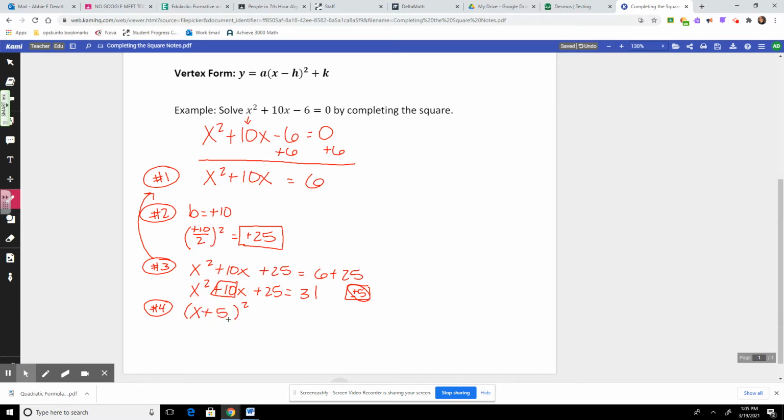This is going back to your perfect square factoring, if you need to go back and refresh your memory. You take the square root of your c value. The square root of your c value is positive, negative, that square root. Figure out if you need the positive or the negative based on the sign of your b value.